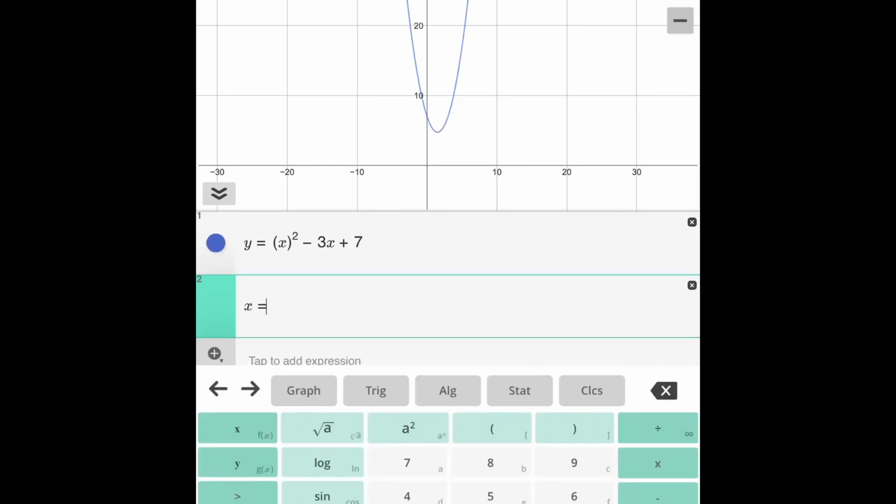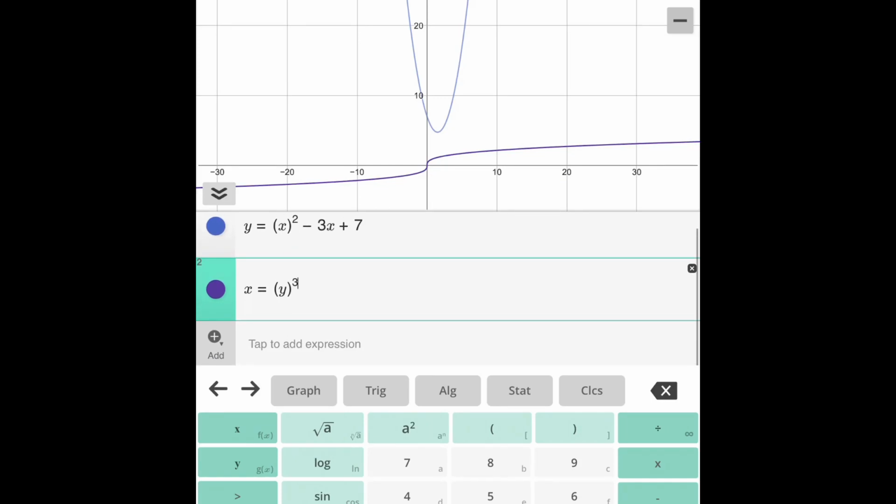So x equals y to the third power. And if we look at that, we can see that that also would pass the vertical line test. Therefore, that would be a function.